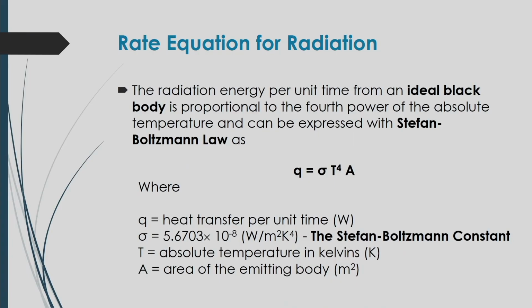So, whenever you are going to calculate the rate of radiation, you have to refer to this black body, because the radiation is basically a reference rate from this black body rate. In this case the radiation energy per unit time from an ideal black body is proportional to the fourth power of the absolute temperature, and can be expressed as per Stefan-Boltzmann law as Q = σT^4 A.